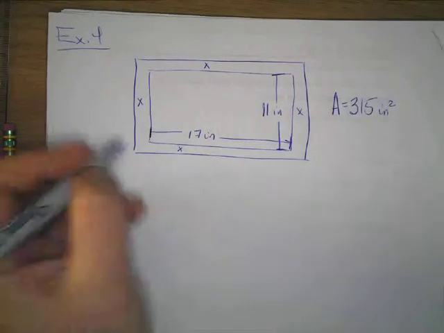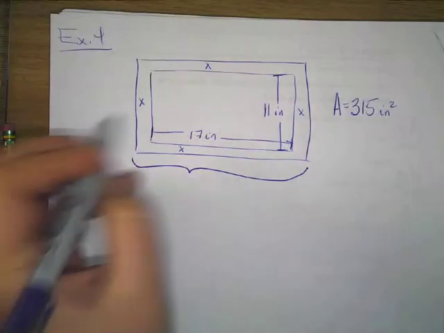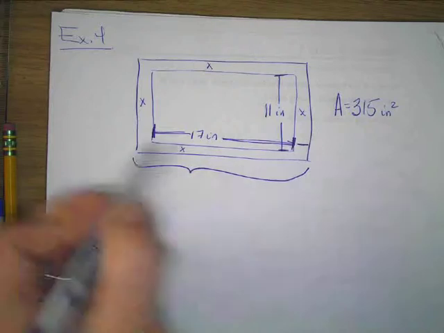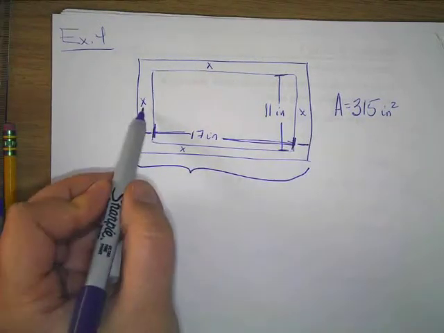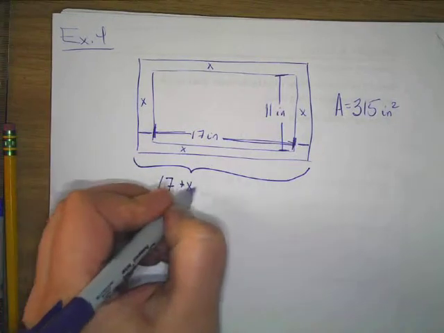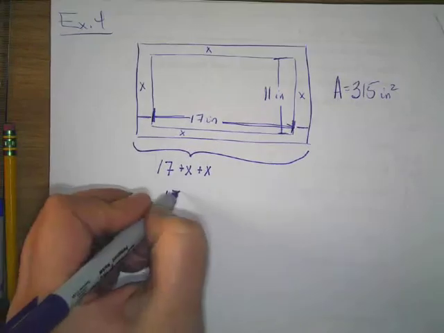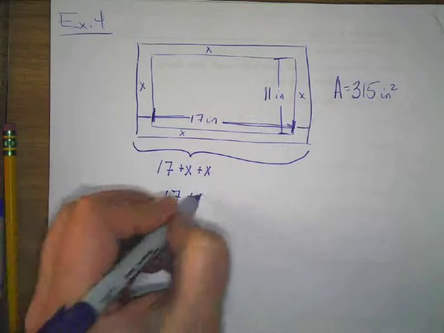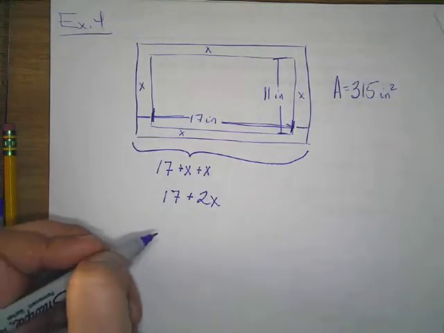Okay. So I need to see what this total length is right here. I know from here to here is 17. But how much is this and how much is this? What do we call it? X. So we have 17 plus x on one side plus x on another side. So what is that really? 17 plus, not x squared, we're not multiplying. 2x, very good. So that's your width.